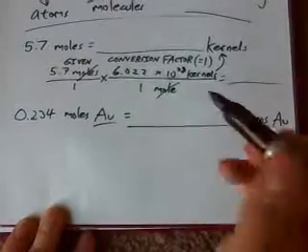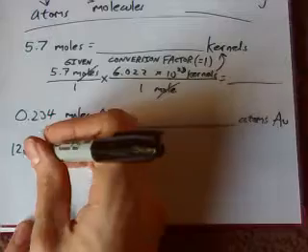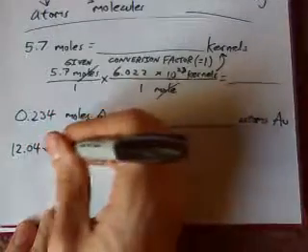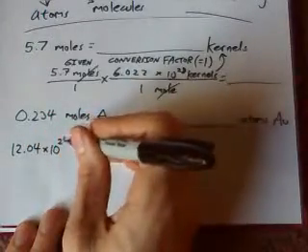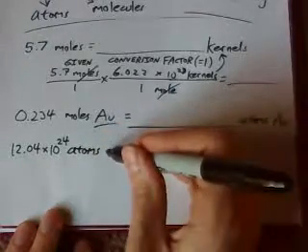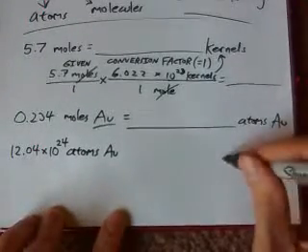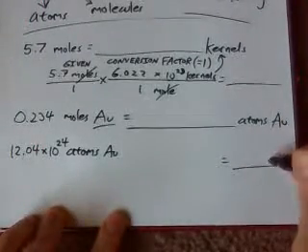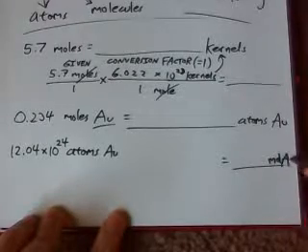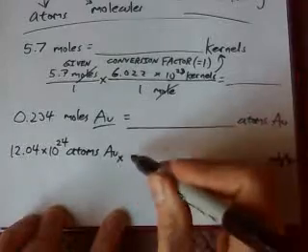Can you do it backwards? If you had 12.04 times 10 to the 24 atoms of gold, could you convert that to moles of gold? Of course you could. We simply do the opposite.